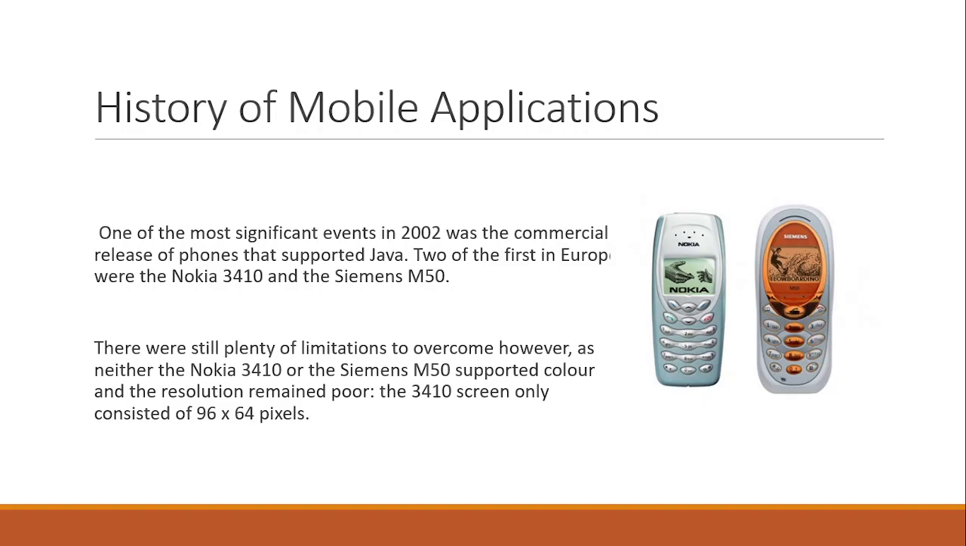So this was the first step niya in gaming. So mobile gaming. So there were still plenty of limitations to overcome, however, as neither Nokia 3410 nor the Siemens M50 supported color and the resolution remained poor. Kay gamay pa lang ang screen for that phone. So, consist lang siya sa 96 by 64 pixels. So, compare na sa phones sa subong, very little na ang previous nga phones.